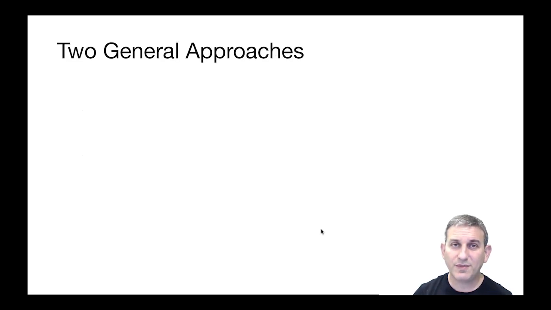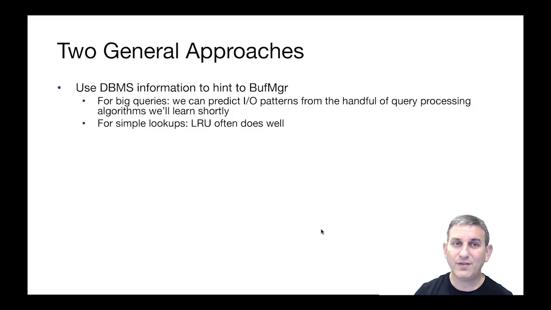There are two general approaches that people take to getting the best of both worlds of LRU and MRU. One is to have the database system give hints to the buffer manager. For big queries, where we can predict the I/O pattern of the whole query because we have a plan, there'll be a handful of query processing algorithms in that query, which we're going to learn about shortly, and they have very specific access patterns. So we can actually tell the buffer manager what's going to happen soon and give it a hint about whether we'll see, say, repeated scans or individual random I/Os. Based on the query, the buffer manager could choose a different strategy.